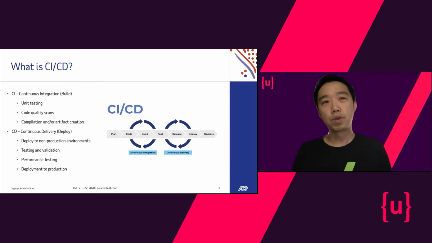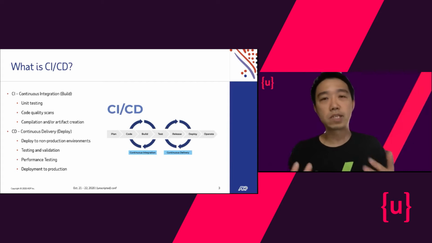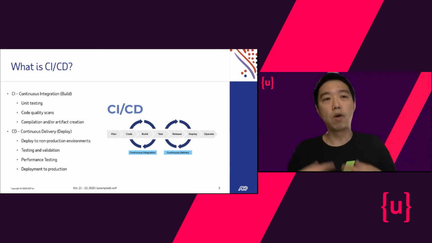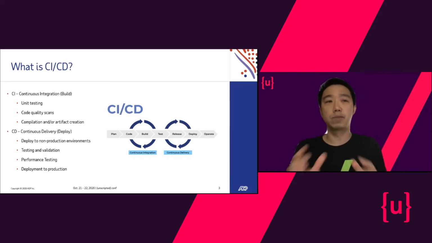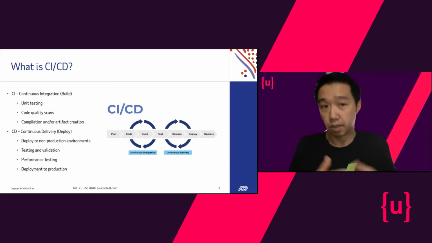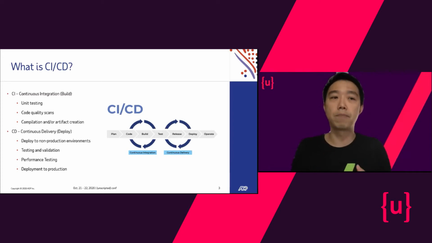All right, let's go into what CICD is and just lay it out. This is really my definition of CICD. Everybody has their own definition, similar to DevOps. But for me personally, CI is continuous integration. Well, I consider it build. Usually under CI you've got unit testing, code quality scans, compilation, and artifact creation. CD is continuous delivery, the deployment aspect: deploying to your non-production environments, testing and validation of your application, performance testing, and deployment to production.